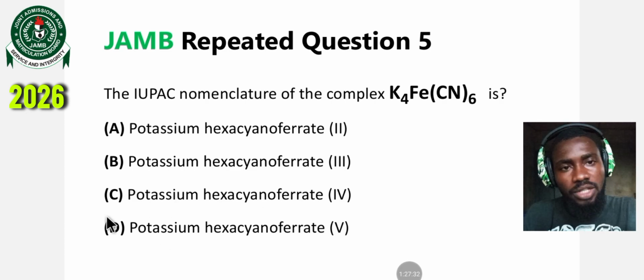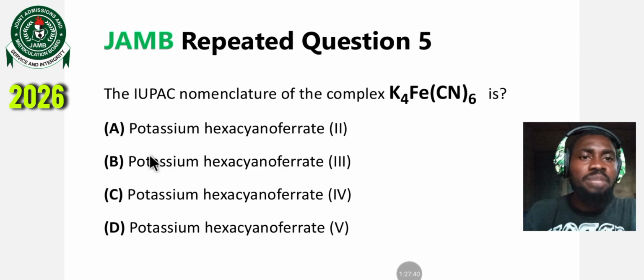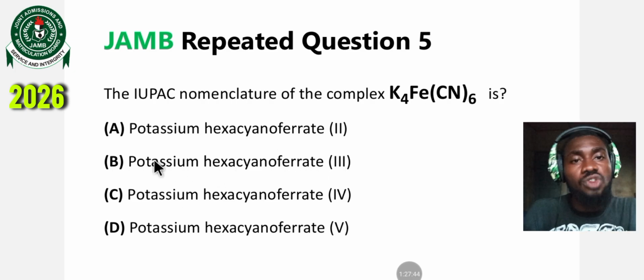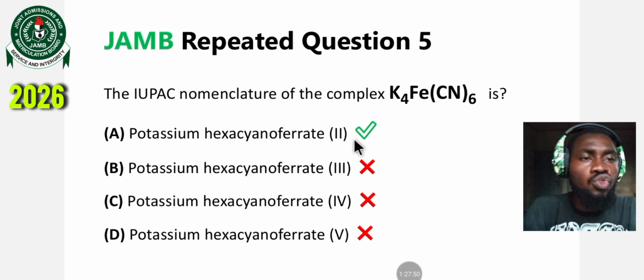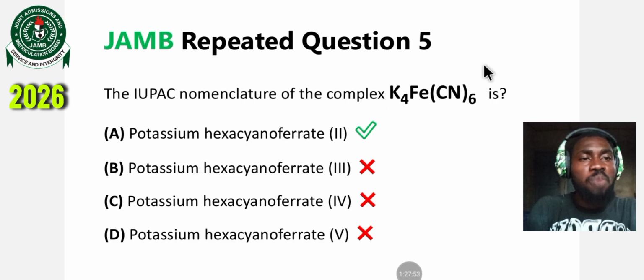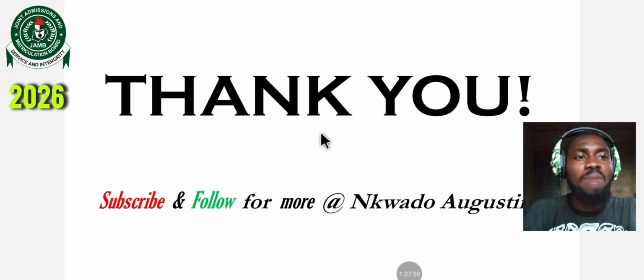D. Potassium hexacyanoferrite 5 is not the correct option. C. Potassium hexacyanoferrite 4 is not the correct option. B. Potassium hexacyanoferrite 3 is not the correct option. All for your correct option, A, which is potassium hexacyanoferrite 2. This is the correct option. Potassium hexacyanoferrite 2 is the correct option.